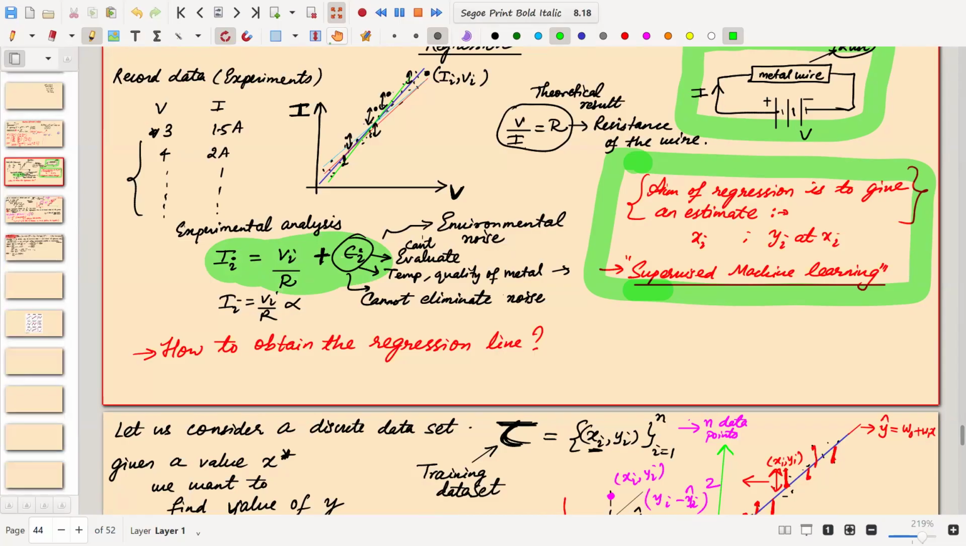So that error is nothing but epsilon i that we tried to model ourselves. I mean, we wanted to catch the error to tell that there is an error epsilon i, and that epsilon i is the sum of all errors: humidity error, temperature error, rust error, any air pollution error, whatever. But we cannot eliminate this noise.